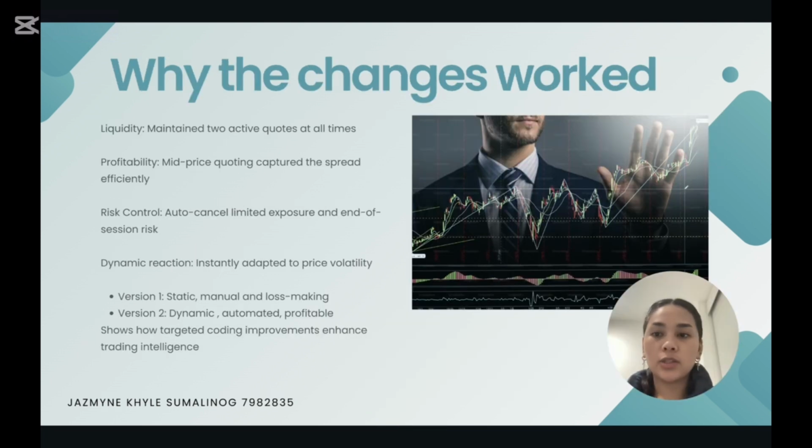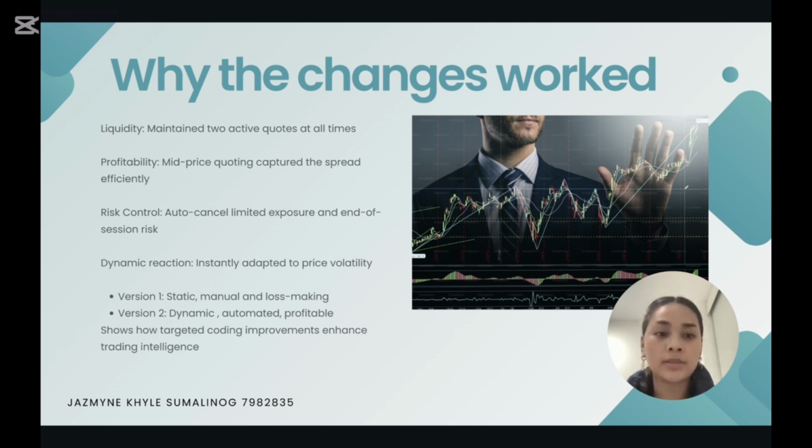All right, now I'll talk about why the changes work. These improvements directly strengthened all four key objectives of market making. The first one is liquidity provision. The algorithm maintained two active quotes at all times, ensuring that it's always present in the market and available for others to trade. The second one is profit maximization. By quoting around the mid-market price, it consistently captured the spread instead of chasing prices or reacting too late.